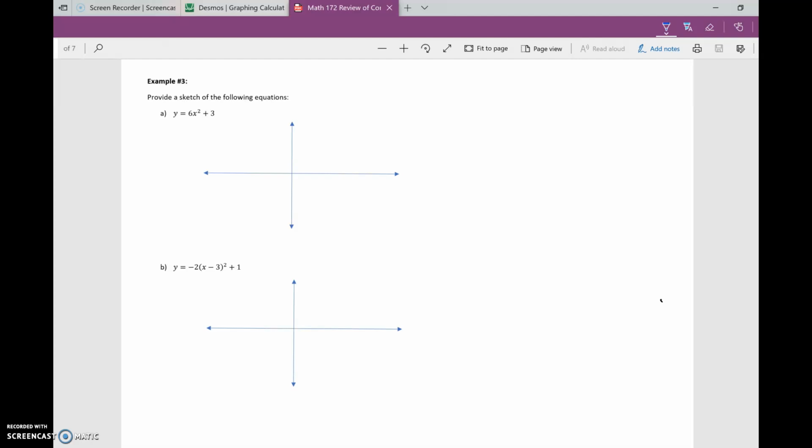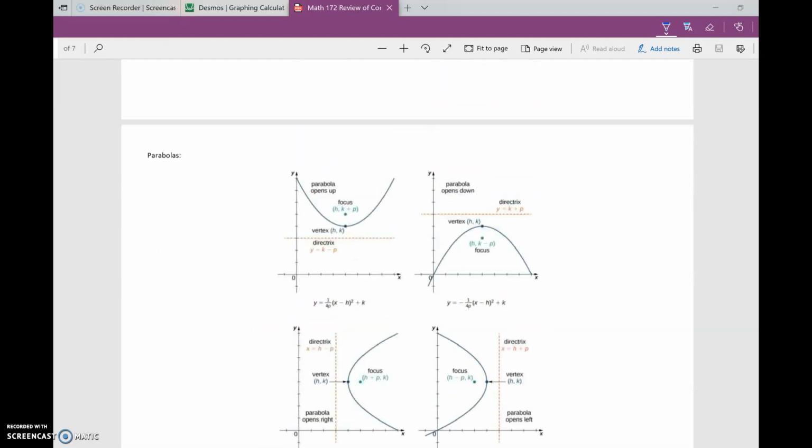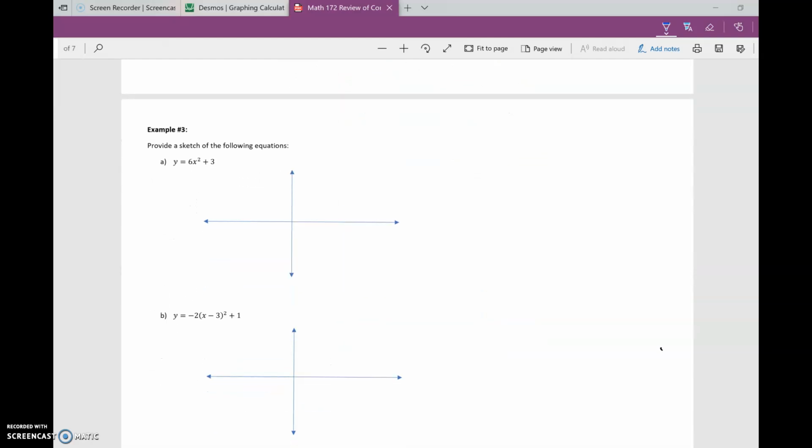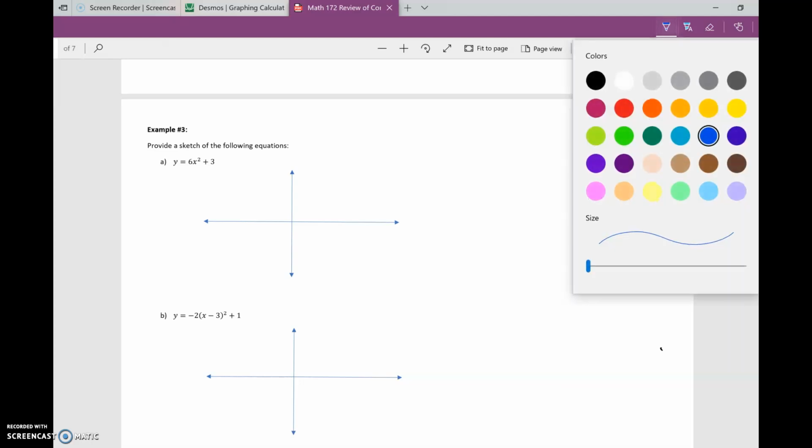Now in example 3, all I need for any basic sketches is just the vertex and the direction that the parabola is actually going. So you're not plugging in more coordinate points. If you do need to plug in more coordinate points, then that's perfectly fine. So all I need is basically the vertex for you to identify, and then the direction that it's actually going. So if I'm asking you for a sketch, that's actually it. If anything else is required, formulas will be provided.